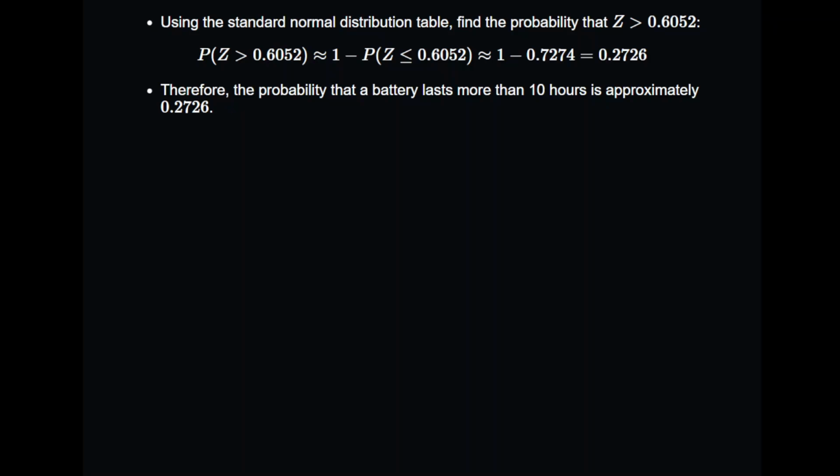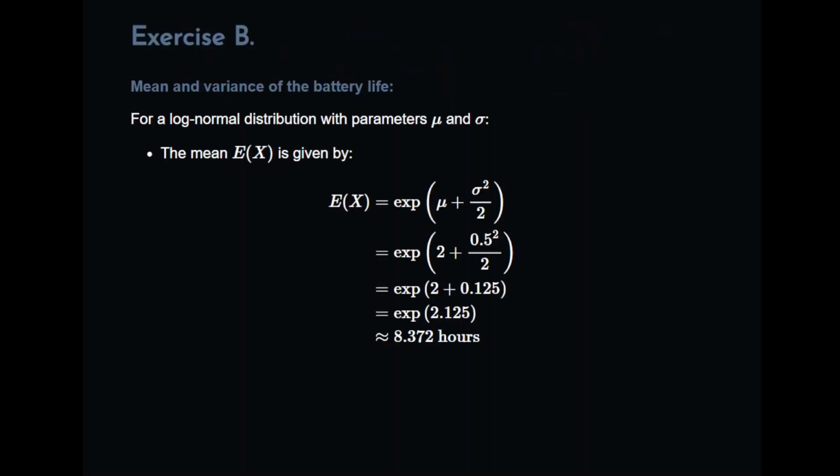Now, moving on to part B. Calculate the mean and the variance. Essentially what we're going to do here is use the formulae for the log normal distribution. With parameters mu and sigma, the mean of x, E of x, is given by this equation here. The expected value of x equals the exponential of mu plus sigma squared divided by 2.